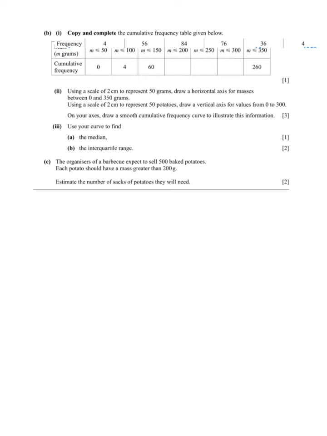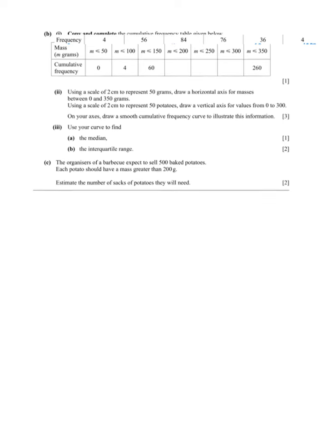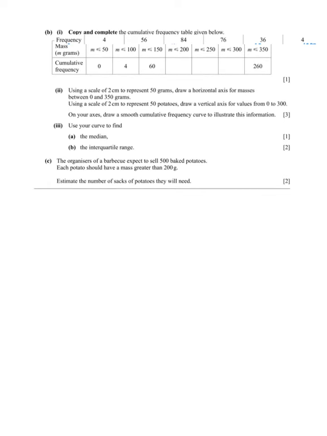For the next part, it says copy and complete the cumulative frequency table given below. Alright, so the frequency I have pasted from the previous part. So you have the frequency, you have the mass, and you have the cumulative frequency, right? So how are you going to find out the CF value? It's very simple. All you need is just add the values.